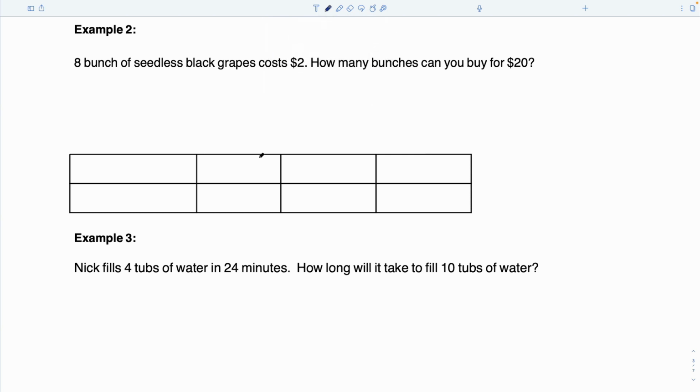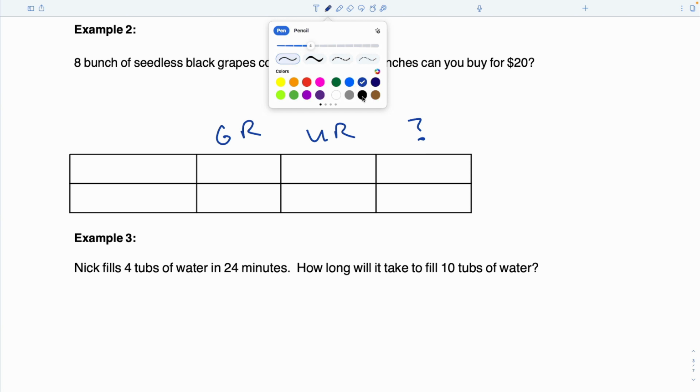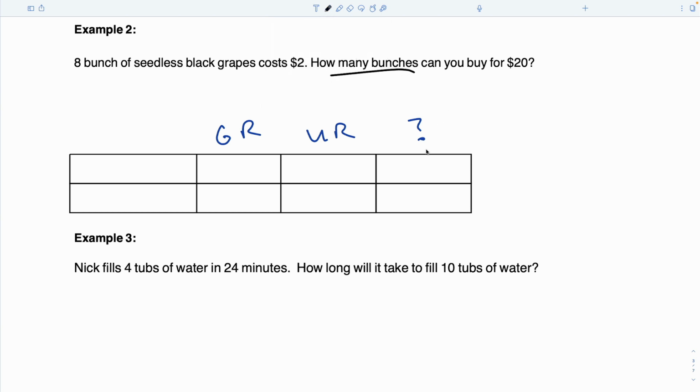Sean, what goes in the second column? Is this my given rate, unit rate, or missing? Unit rate would go here, and what I'm missing goes here. What am I looking for? Dollars or bunches? Lauren, where does that go, top or bottom? Whatever you're looking for goes on the top.